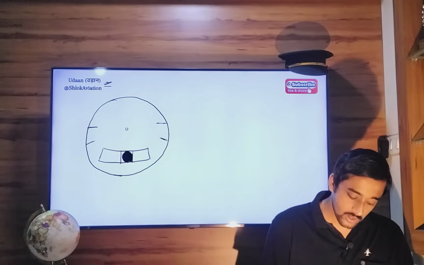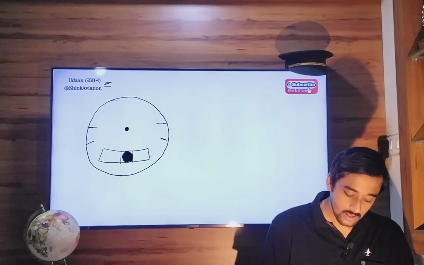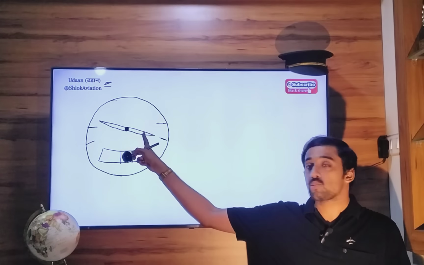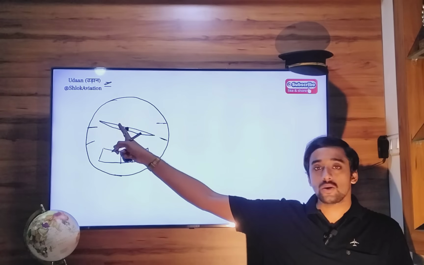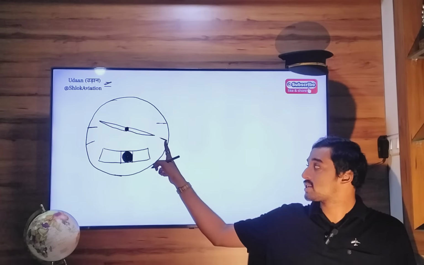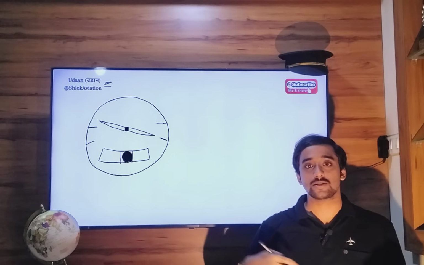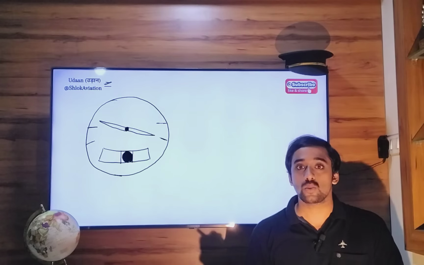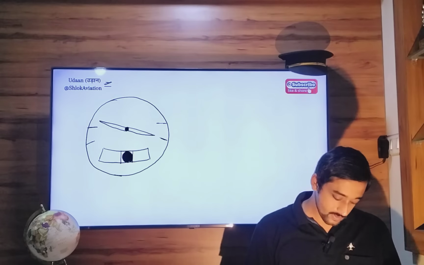You have a miniature aircraft. Now when this miniature aircraft is like this, let's say it's a left hand turn. So the miniature aircraft's right wing will go down, the left wing will go up. Now when it is aligned with this mark, that means it is executing a 3 degree per second, rate 1 turn. Correct?